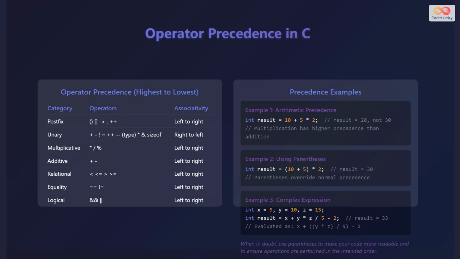For example, in the expression 10 + 5 * 2, multiplication has higher precedence than addition, so the result is 20 and not 30. Using parentheses can override the default precedence. So, in the expression (10 + 5) * 2, the result is 30. In complex expressions, evaluation is based on precedence. So if we have x = 5, y = 10 and z = 15, then x + y * z / 5 - 2 is evaluated as x + ((y * z) / 5) - 2, which equals 33. When in doubt, always use parentheses to make your code more readable and ensure operations are performed in the intended order.